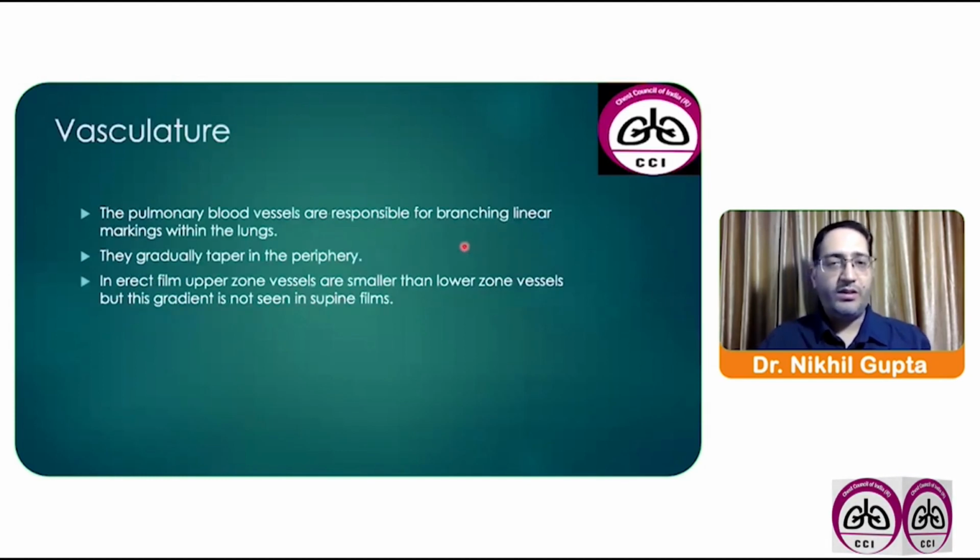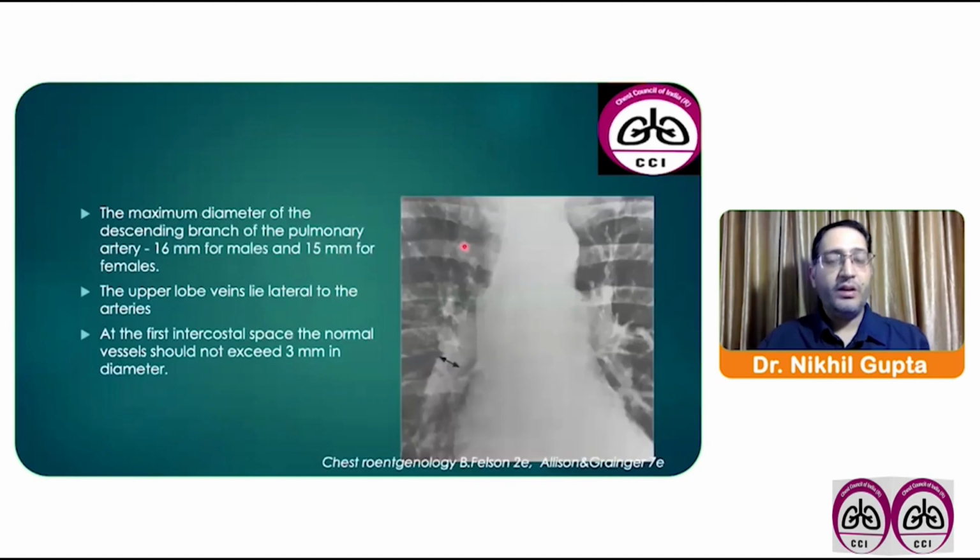Coming to the vasculature. The pulmonary blood vessels are responsible for branching linear markings within the lungs. They gradually taper in the periphery. In erect film, the upper zone vessels are smaller than the lower zone vessels, but this gradient is not seen in the supine films. The maximum diameter of this descending branch of the pulmonary artery is 16 mm here in the males and 15 mm in the females.